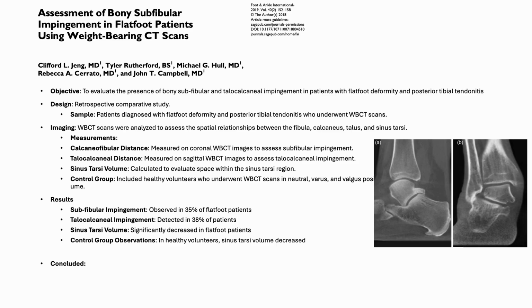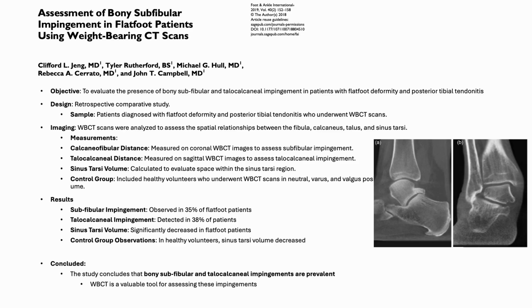They found the sinus tarsi volume decreased in flatfoot, which correlates, because if about 40% of the patients are getting impingement, you are going to have some sort of decrease in volume. In healthy volunteers, they did not see a huge decrease in volumes, no significant differences, even though it did decrease on a weight-bearing CT scan just because of the loading effect. They concluded that bony subfibular impingement, or just impingement in general, is prevalent, roughly 40% in these patients, and it's a valuable tool in assessing these impingements.